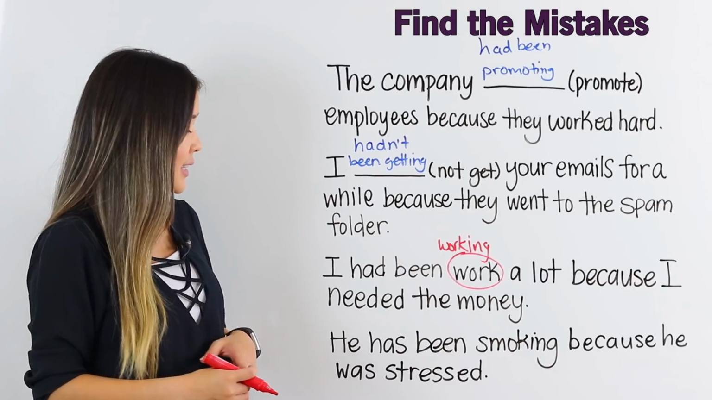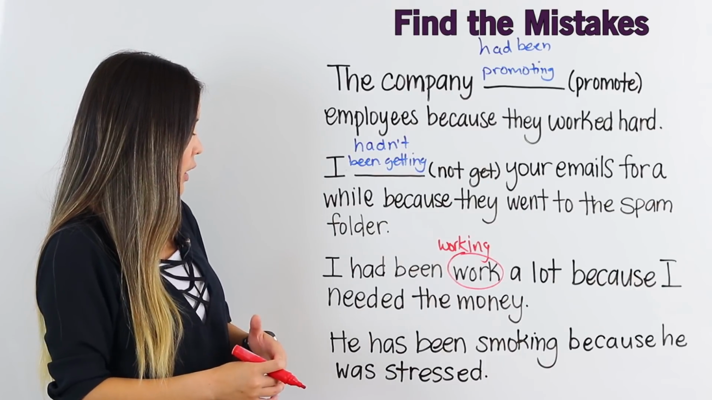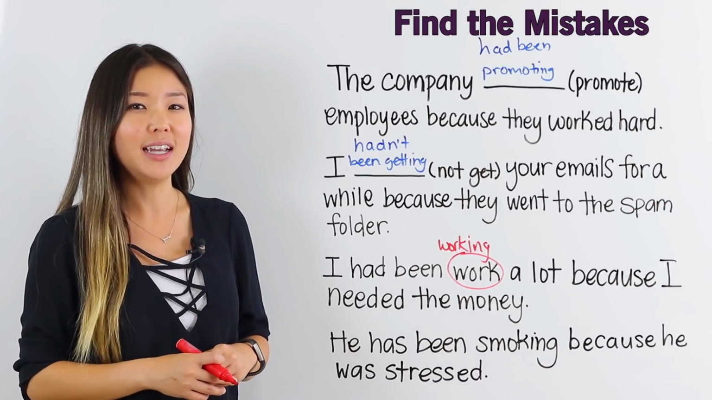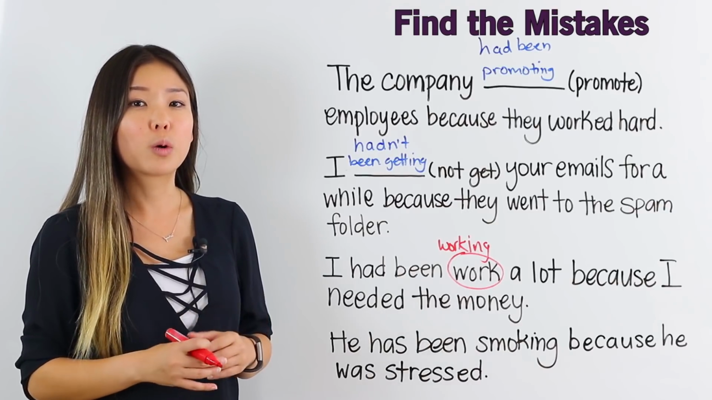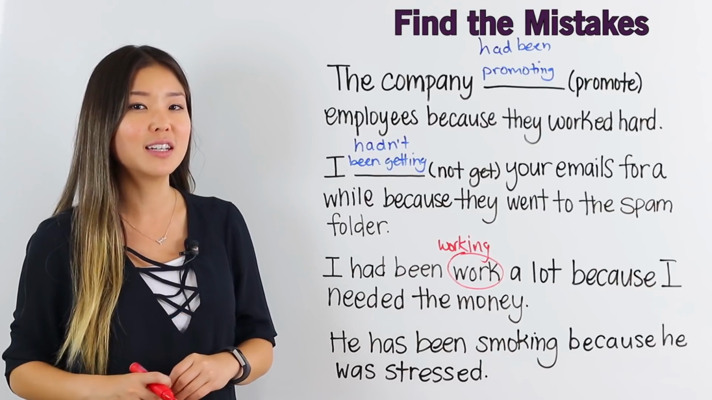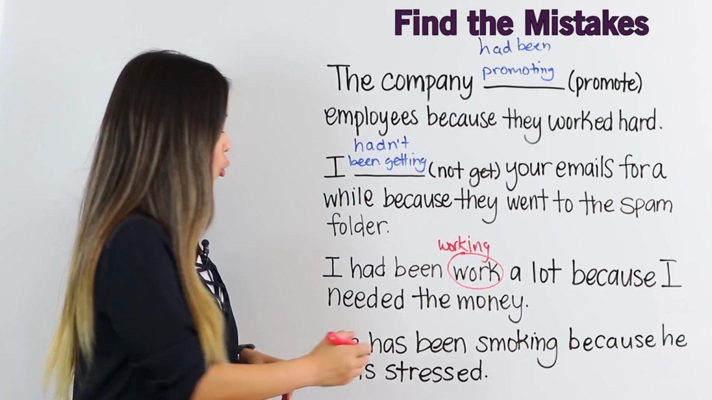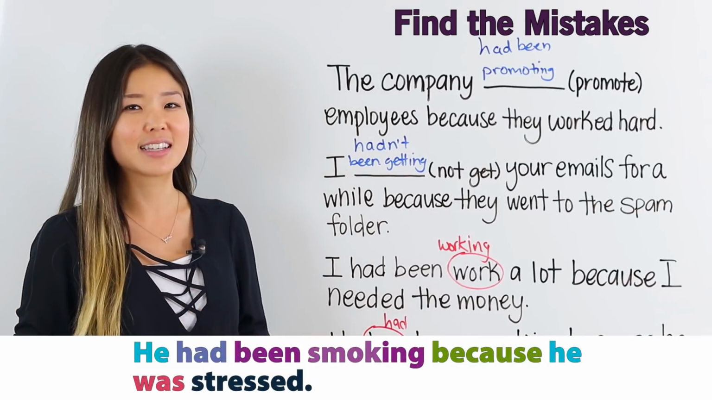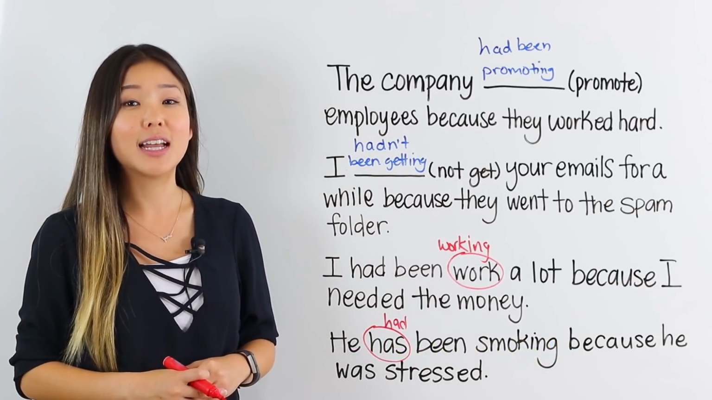The last sentence says, he has been smoking because he was stressed. Can you find the mistake? Remember, we're practicing the past perfect continuous. In this case, we need had after the subject, not has. Great job, everyone. Let's move on.